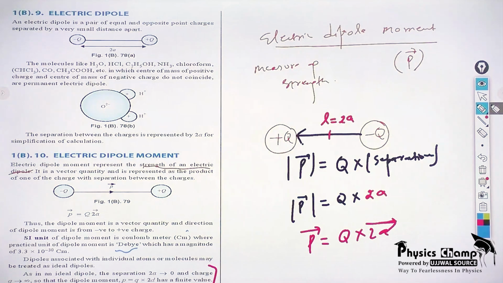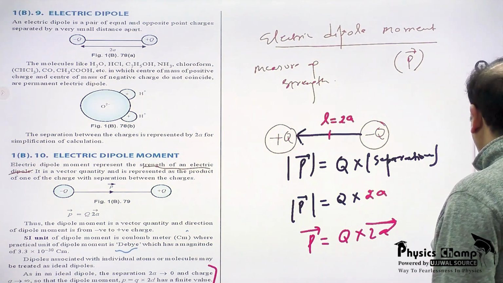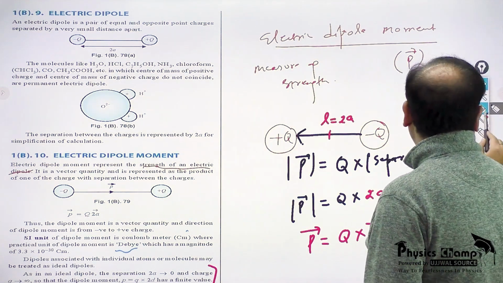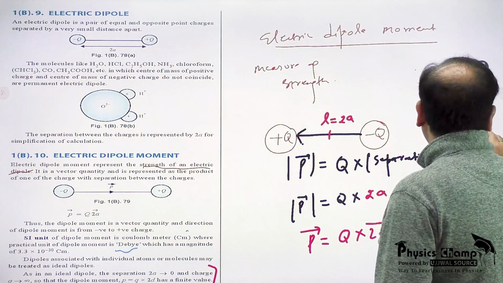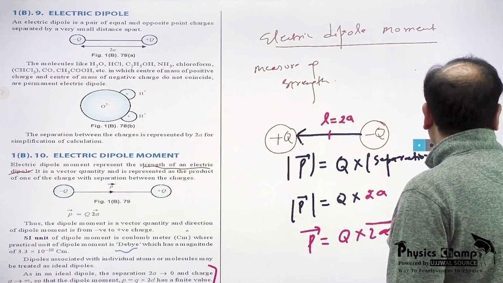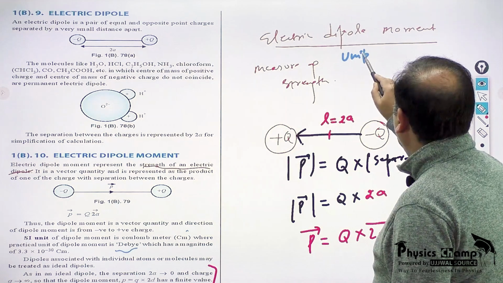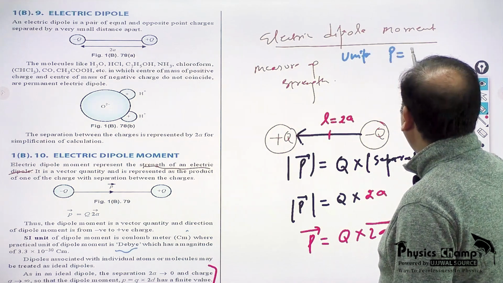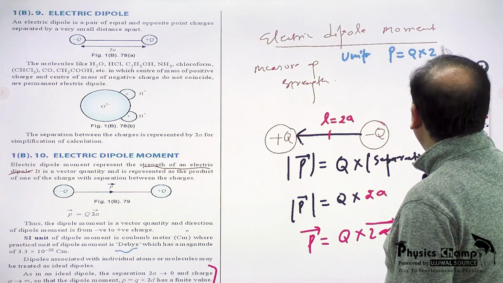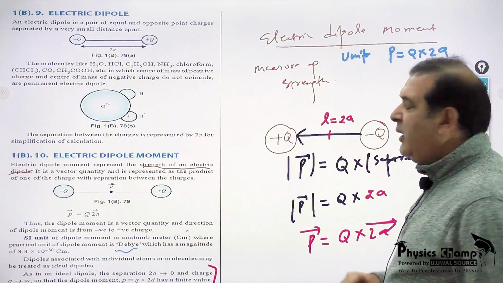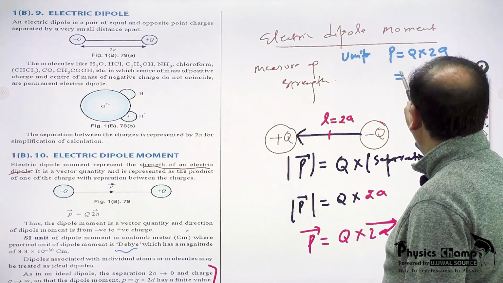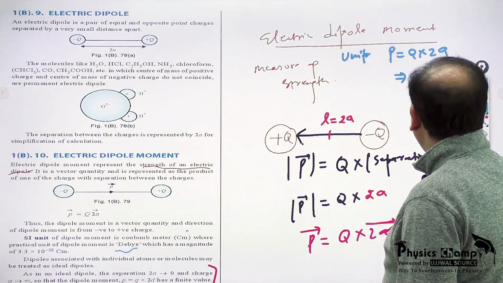So let's talk about the unit of electric dipole moment now. When I say I want the unit of electric dipole moment, from the formula P is equal to Q into 2A, in MKS the unit of electric dipole moment should be Coulomb meter.